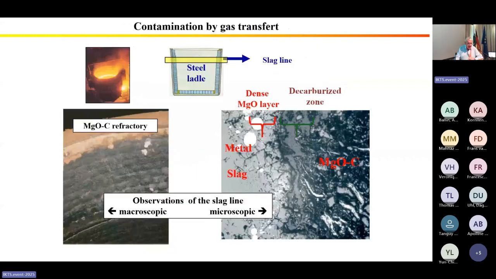If we observe the refractories, just look at the slag line. We observe the slag. We observe the inclusion of metal into the slag. We observe the magnesia graphite with a decarburized zone, and we observe a very thin magnesia dense layer. Magnesia dense layer. Why?